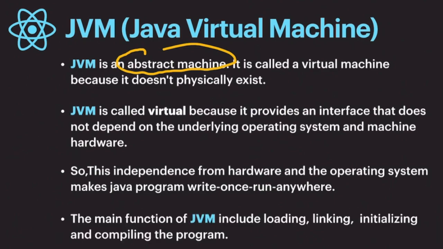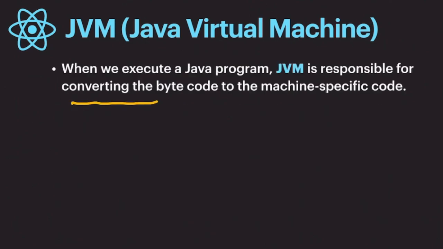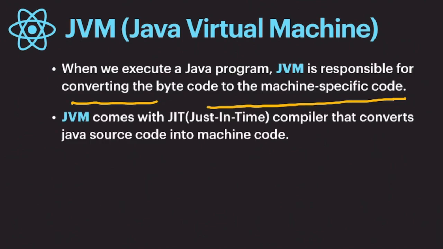So JVM loads the program, links the program, and initializes and compiles the program. So these are the main functions of the JVM. So when we execute a Java program, JVM is responsible for converting the bytecode to machine specific code. So it is the main function of the JVM. So JVM actually converts the bytecode into machine specific code. JVM actually comes with a just-in-time compiler. So just-in-time is an inbuilt compiler in JVM that converts Java source code into machine code.